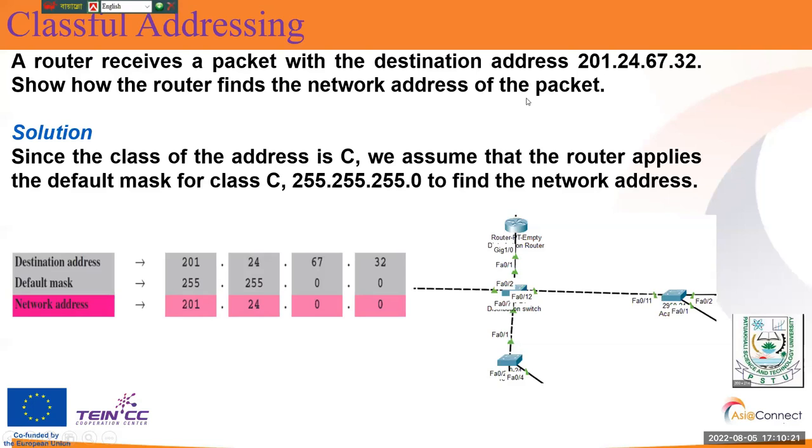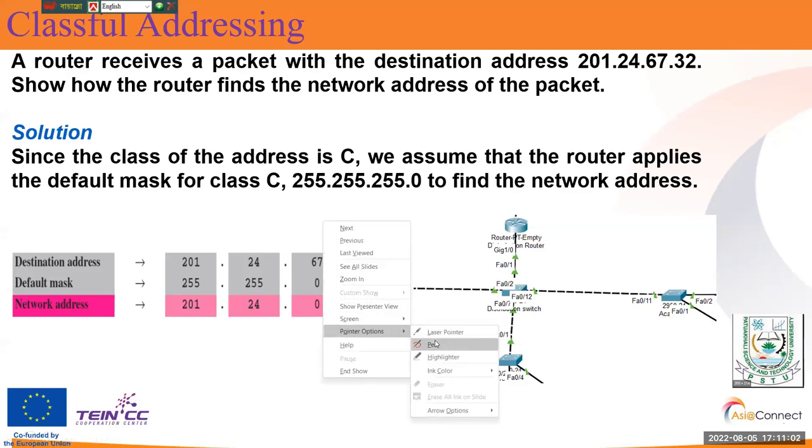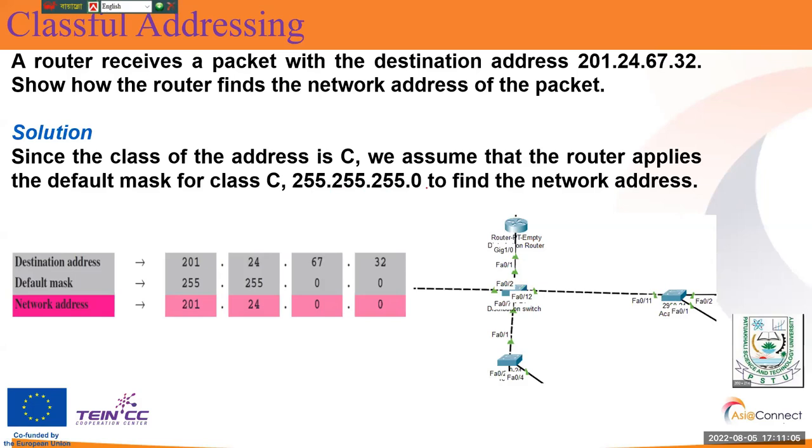I think I have already discussed previously how to find the network address: we can identify the network address by using the AND operation. So 201.24.67.32, since we are now discussing classful addressing, and 201 is a class C address. The default mask for class C is 255.255.255.0, which we use to find the network address.